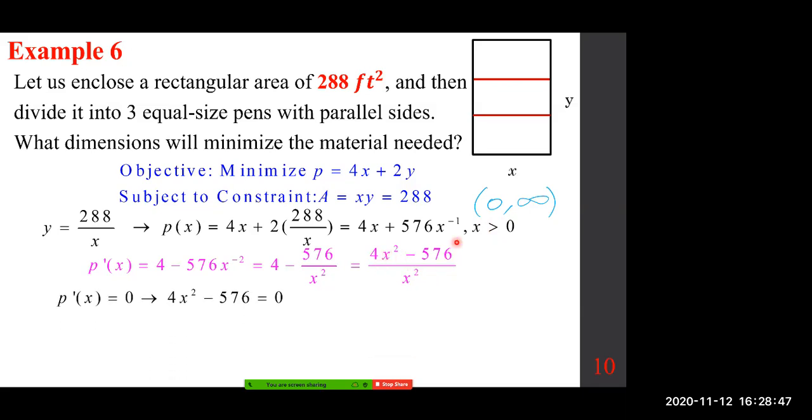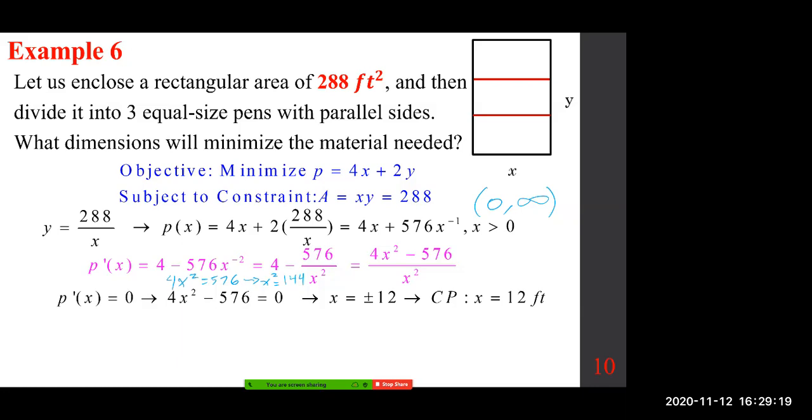And so what happens, you get 4x squared equals 576. Divide by 4, and you get x squared is 144. Take a root, you get plus minus 12. You get 2 answers, only one of them is positive. So you have one critical point.